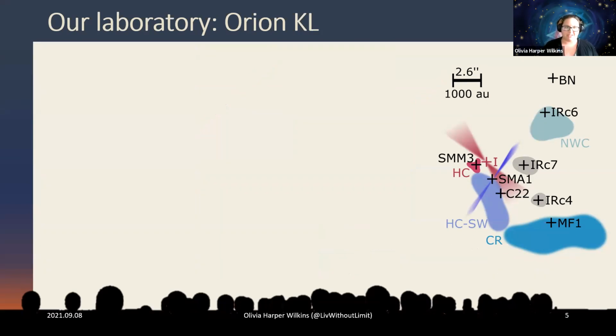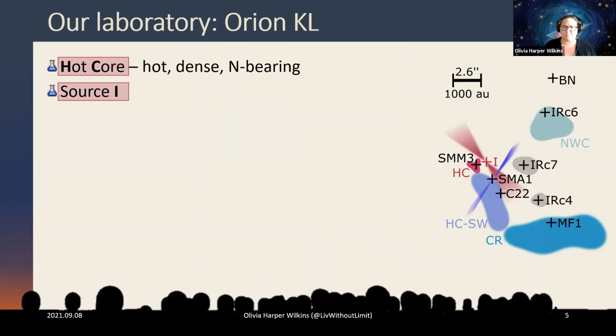I want to point them out to you to help orient you, especially if you're not familiar with this nebula. In the reddish pink colors, we have the hot core and Source I. The hot core is a hot, dense region. It's the traditional site of nitrogen-bearing chemistry. Source I is an embedded young star with a circumstellar disk around it.